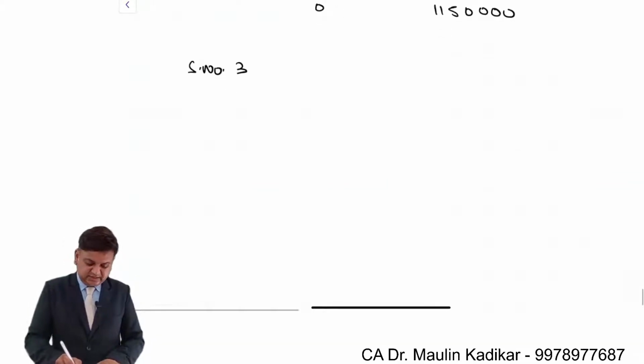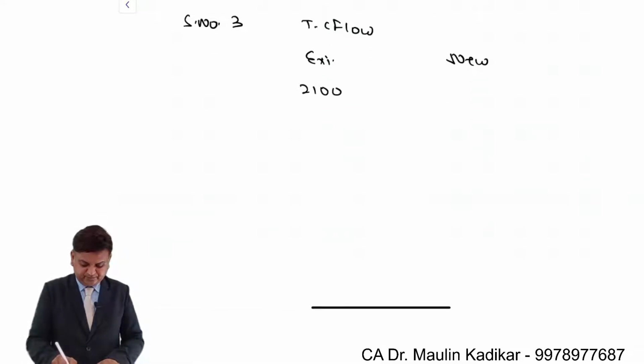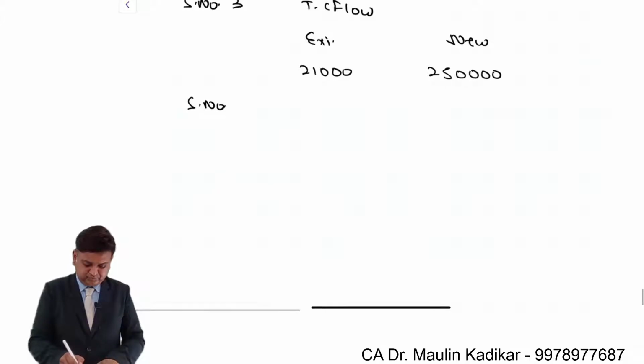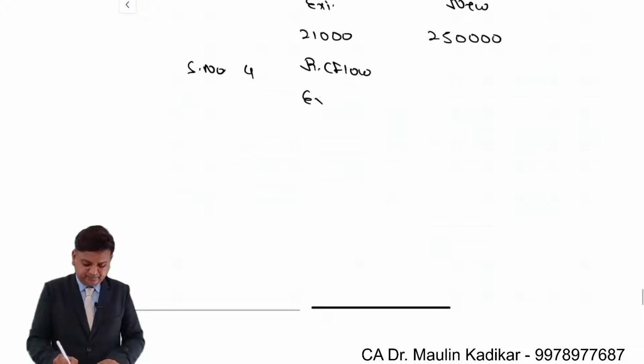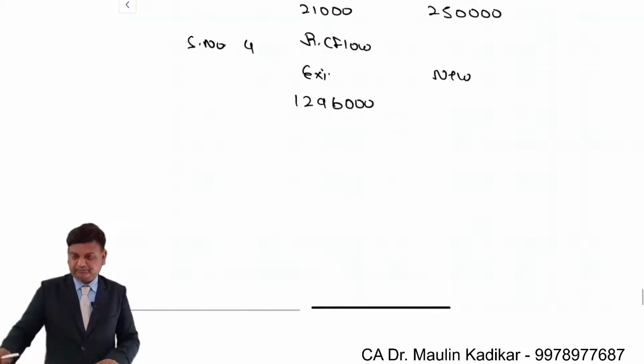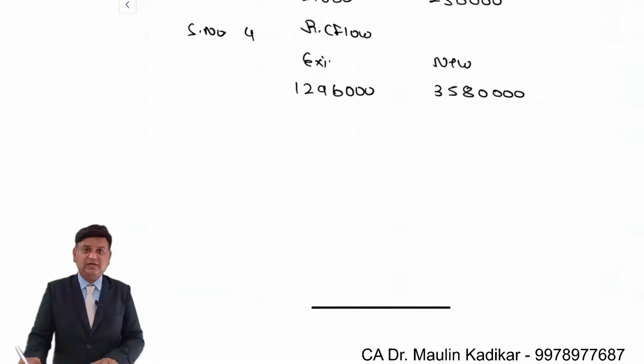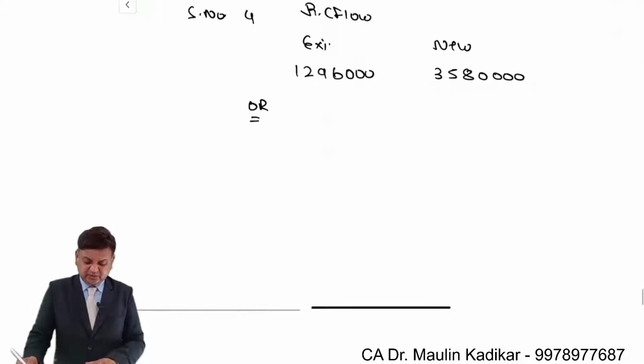Step number 3, that is terminal cash flow, existing and new. For existing it is 21,000, and for new it is 2,50,000. Step number 4, recurring cash flow. Again, existing and new. This is 12,96,000, and over here it is 35,80,000. This is the way you can compute the recurring cash flow, or otherwise the recurring cash flow can be computed like this also.